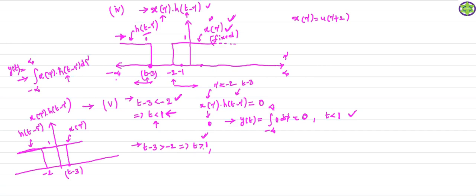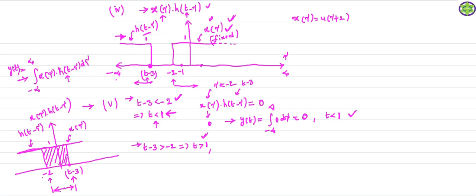Because I consider t greater than 1, this h of t minus tau is defined after minus 2. Therefore, I considered here t minus 3. These two signals are going to be overlapped from minus 2 to t minus 3. So this is the region of the overlap.